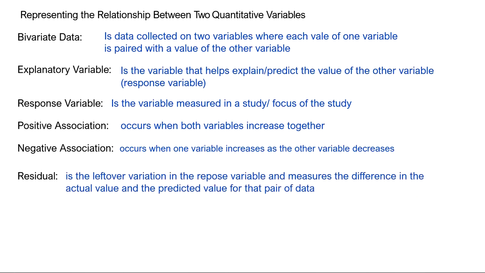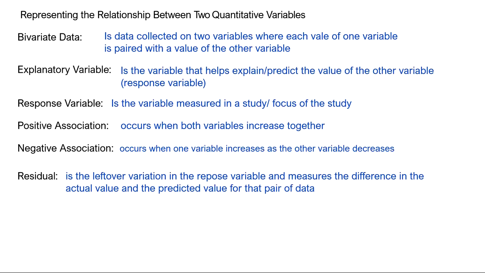And then what we call the residual is the leftover variation in the response variable, and it measures the difference between the actual value and what we would expect or predict that value to be, based on the explanatory variable. So how we figure that out is, when we finally get to lines of best fit, we're going to have a linear equation for that. And then we'd take our explanatory variable number. So suppose the number of hours slept in my example was 8 hours. We'd plug 8 hours into the linear equation for our line of best fit and we'd get what we would expect the score on a test to be.